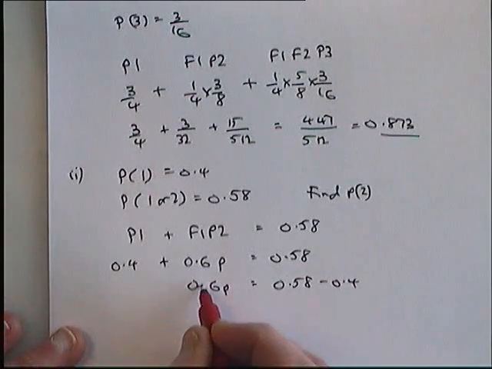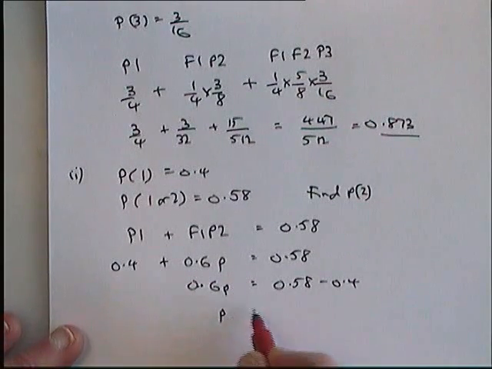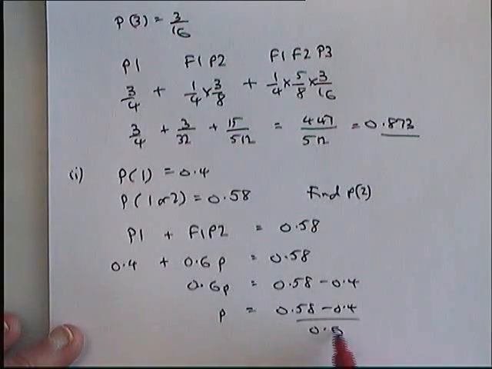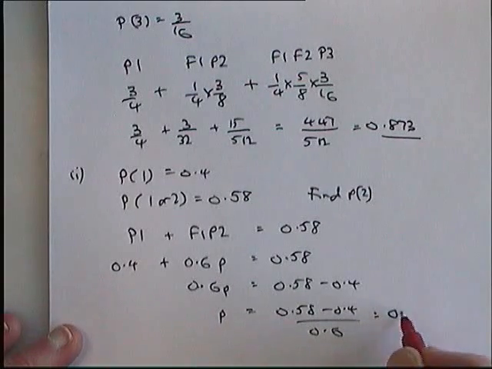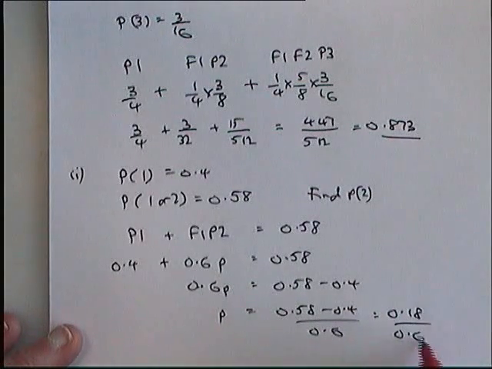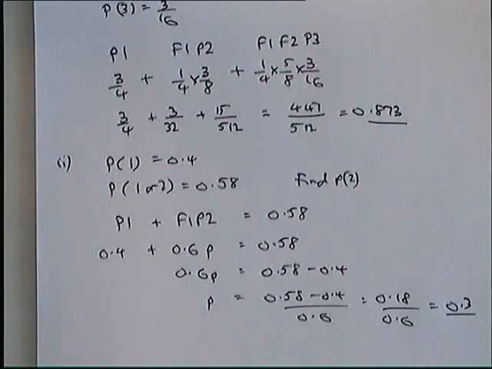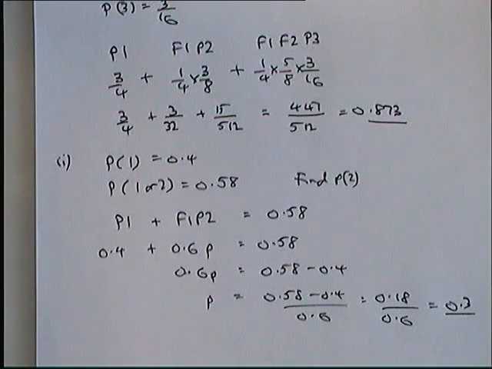I get that, and then if I divide both sides by 0.6, I find out what P is, and that's 0.18 divided by 0.6, which is 0.3, and that is the value of P. The unknown probability, the probability he passes on the second attempt if he actually failed on the first.